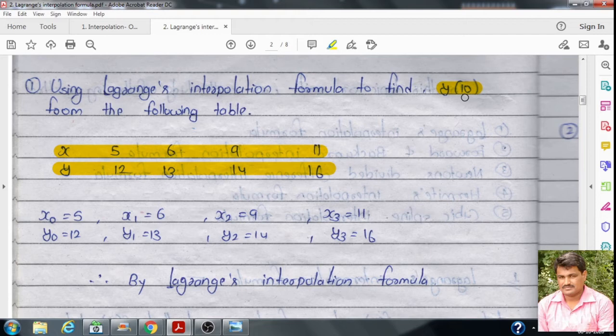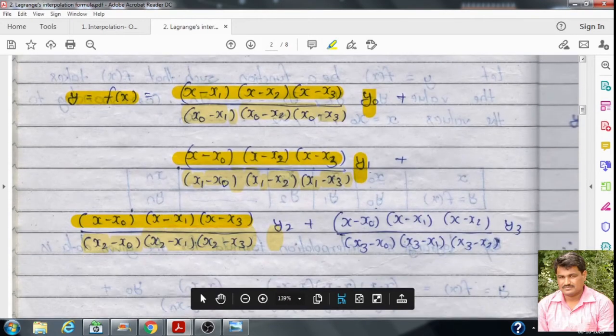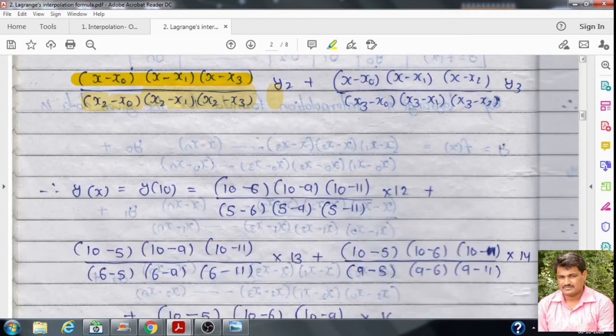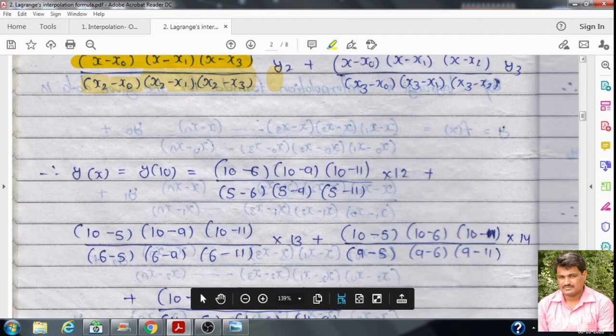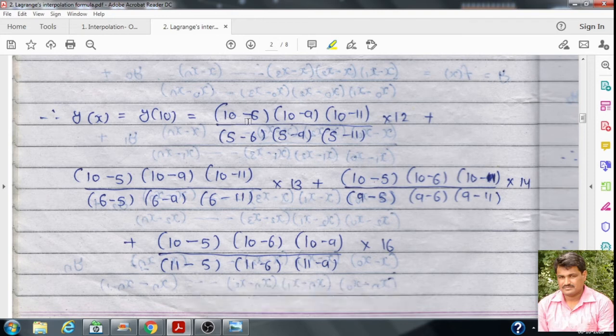Hence we simultaneously substitute x is equal to 10 in the formula. Then we consider the values of x0, x1, x2, x3, and y0, y1, y2, y3, and simplify the right hand side, and we get this expression. In this expression we are putting x is equal to 10. Also we are simultaneously putting x0, x1, x2, x3 and y0, y1, y2, y3.